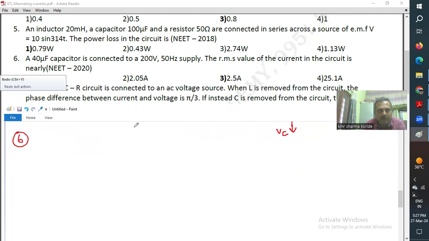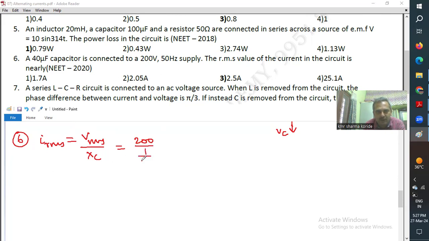A 40 microfarad capacitor is connected to a 200 volts and 50 hertz supply. The RMS value of current in the circuit is? So remember, I RMS is equal to V RMS by XC. So this is V RMS directly, 200 given means that is V RMS only. So it is 200 by XC. Remember XC is 1 by omega C. So 200 with omega C. Omega is 2 pi frequency.